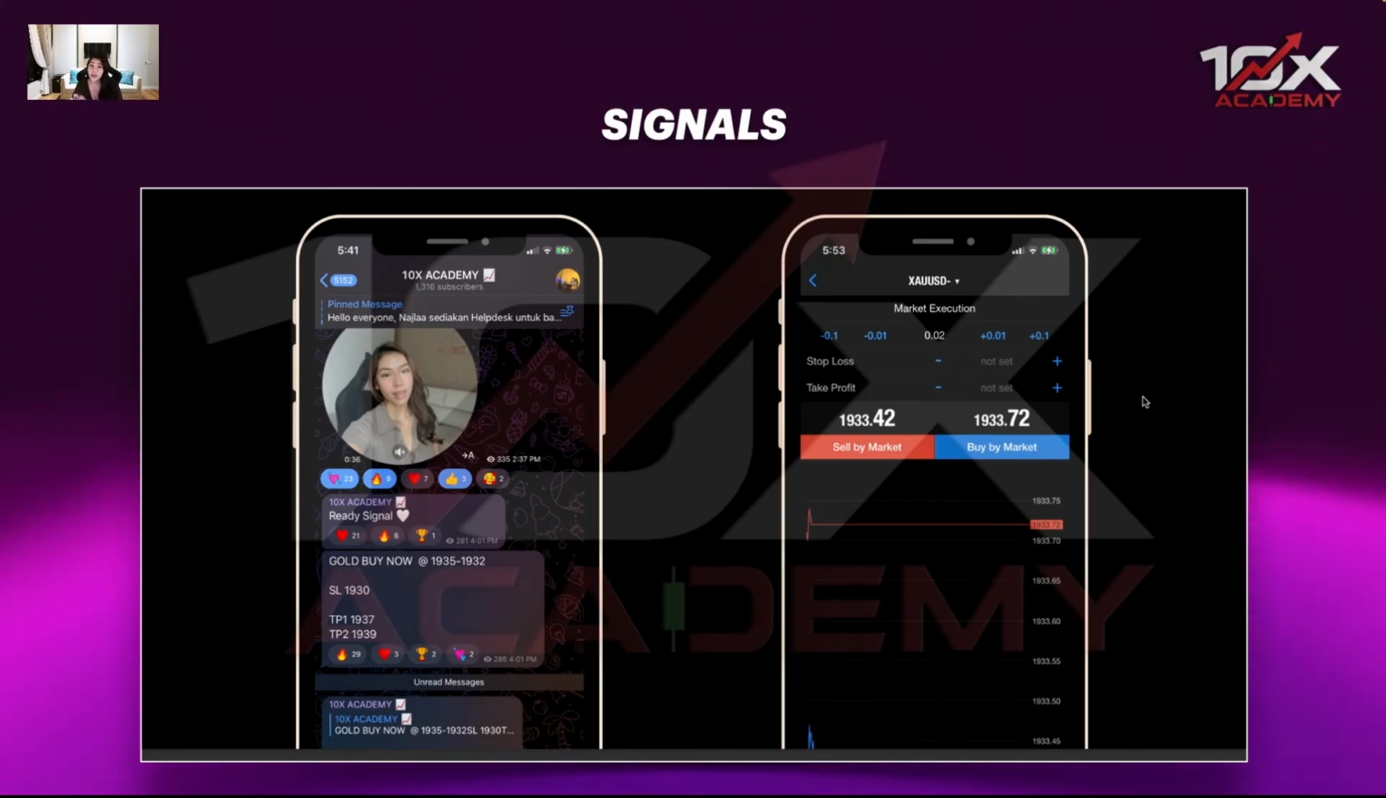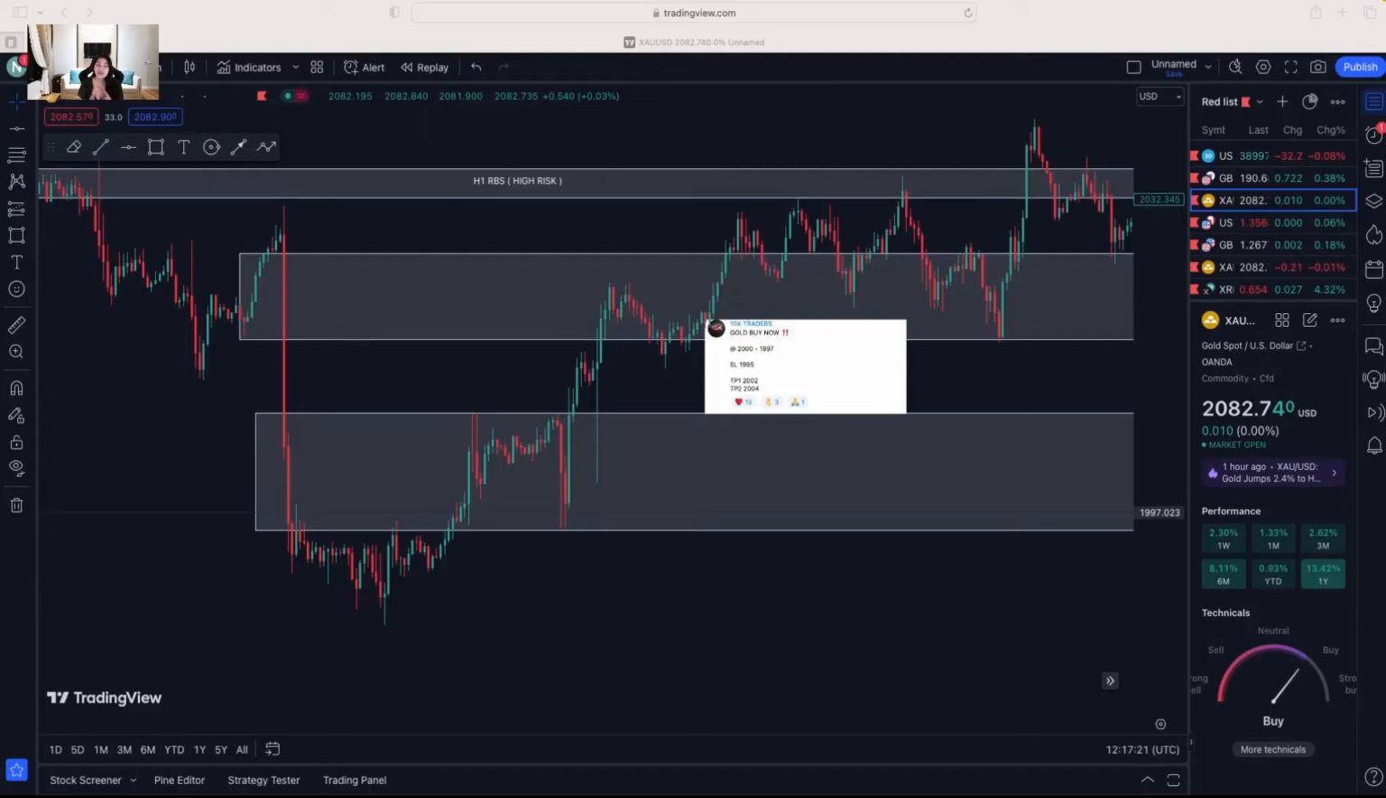Now, I'm going to share with you guys how you can follow my signals using my Wagyu signals in 10x Traders, and how you can apply it in your MT5 and also on TradingView. Okay, fighters, now I'm going to demonstrate how you can mark out your zone every time I give you the signal. This is how it works also in 10x Academy.